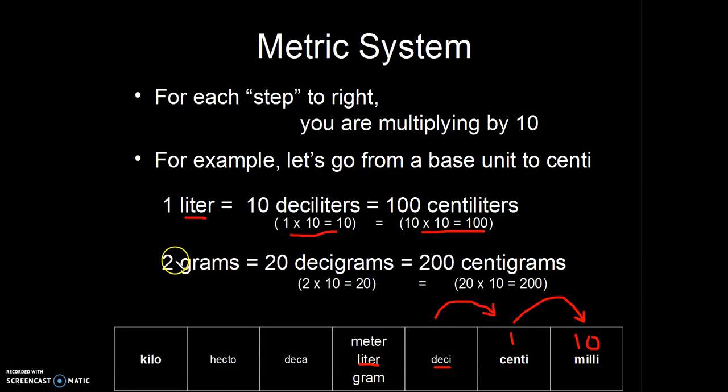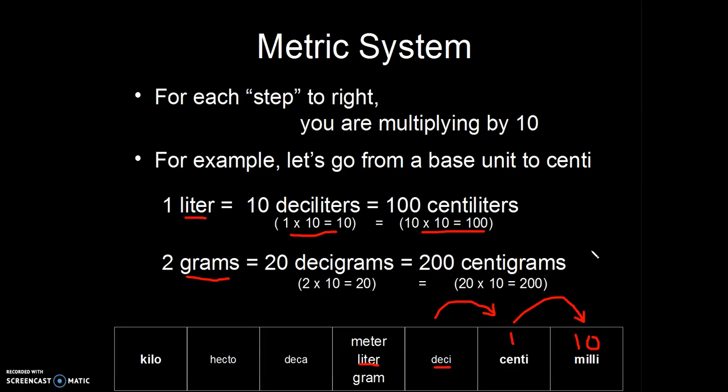What if you had 2 grams of something? Well, gram is the base unit right here. So 2 times 10 would give me 20 decigrams, moving 1 to the right, and then 200 centigrams. So you start with our original unit, multiply by 10, multiply by 10 again. If we want to go to milligrams, we just multiply by 10 again. So 200 times 10 would be 2,000 milligrams.